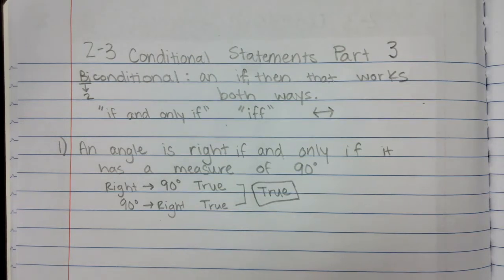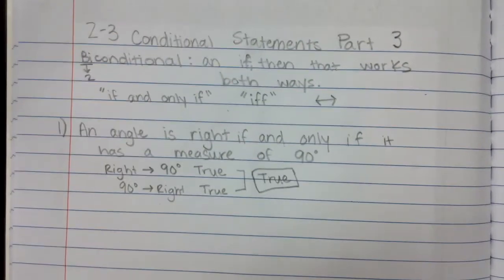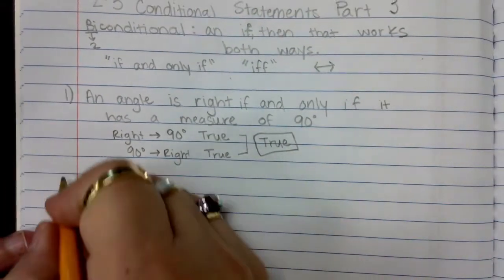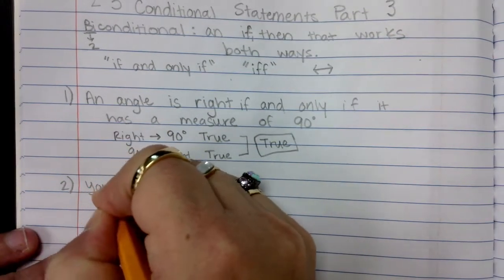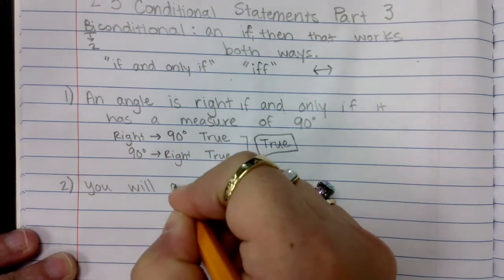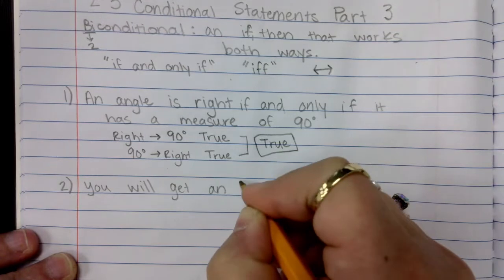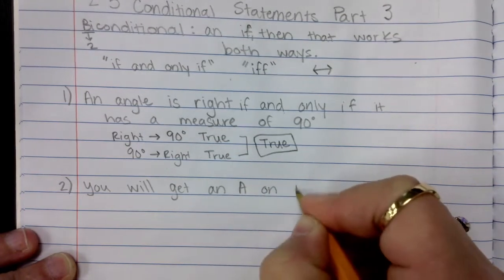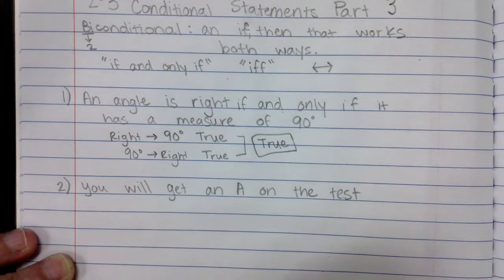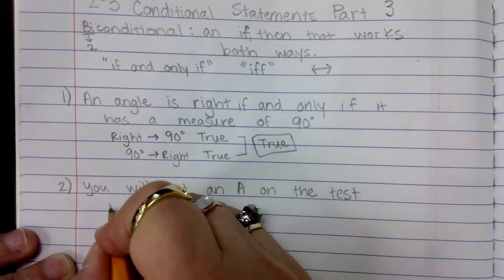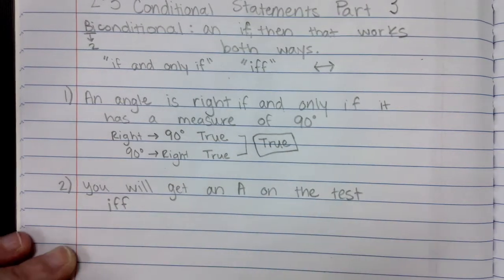All right. We only have 2 more examples today. Sorry, I kind of wrote that one fast. Number 2. You will get an A on the test, and we're going to use the iff. But really we would say it "if and only if," but we're going to write it as iff. That way we just don't have to write it all out, because we are efficient, relatively lazy mathematicians.